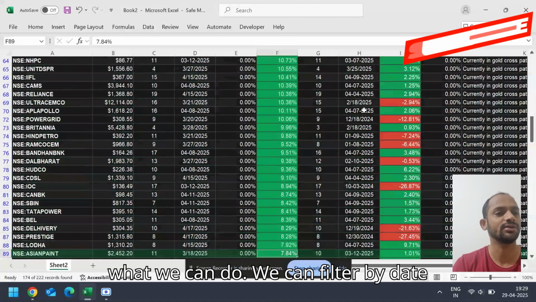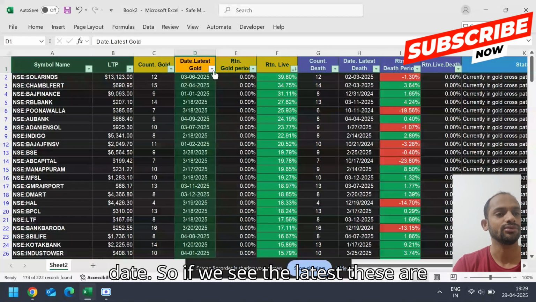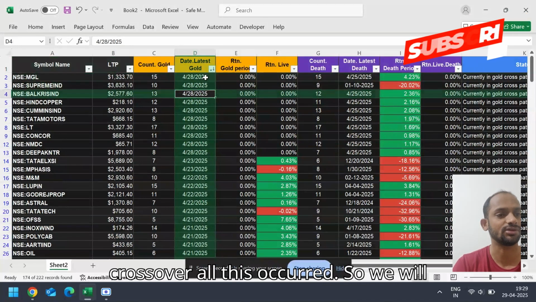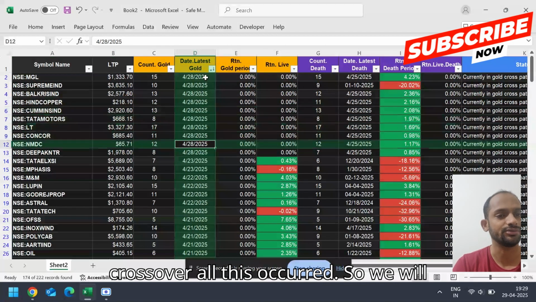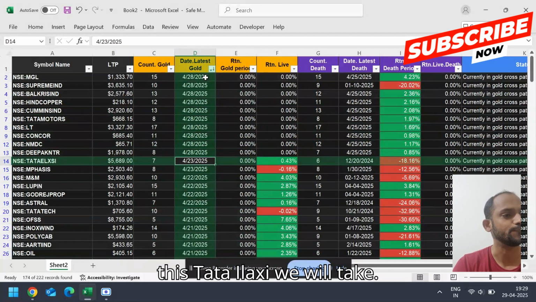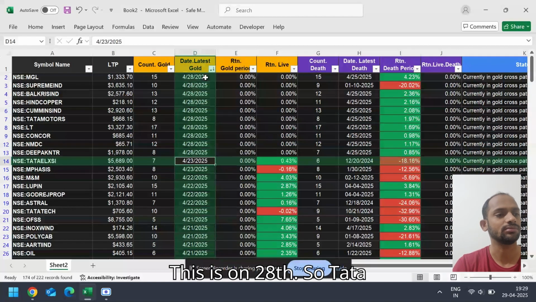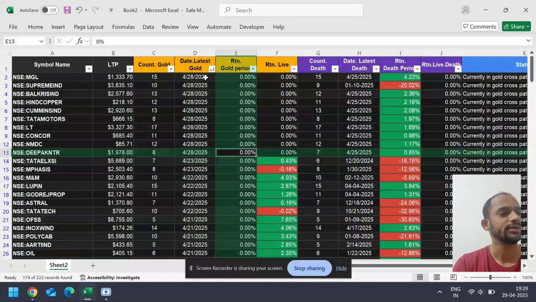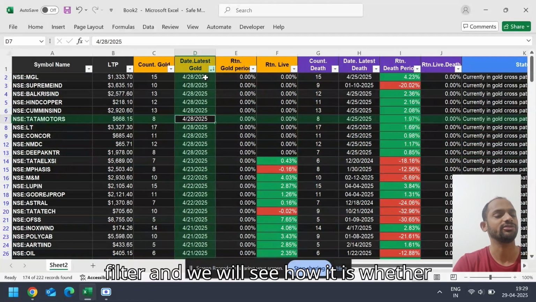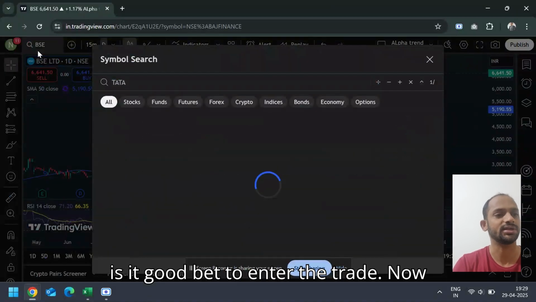What we can do, we can filter by latest date. So I'll filter by latest date. If we see the latest, these are the 28th of April, that is yesterday's crossovers, all these occurred. We'll take one example, say Tata Elxsi. This is on 28th. So Tata Motors, we'll take. We'll filter Tata Motors and see whether it is a good bet to enter the trade now.